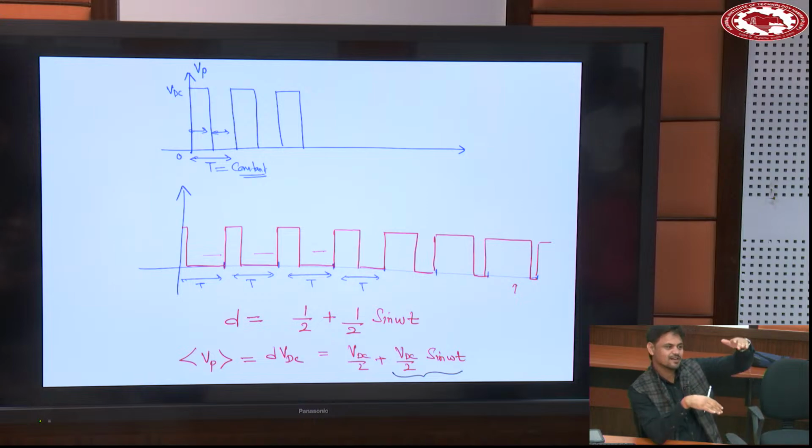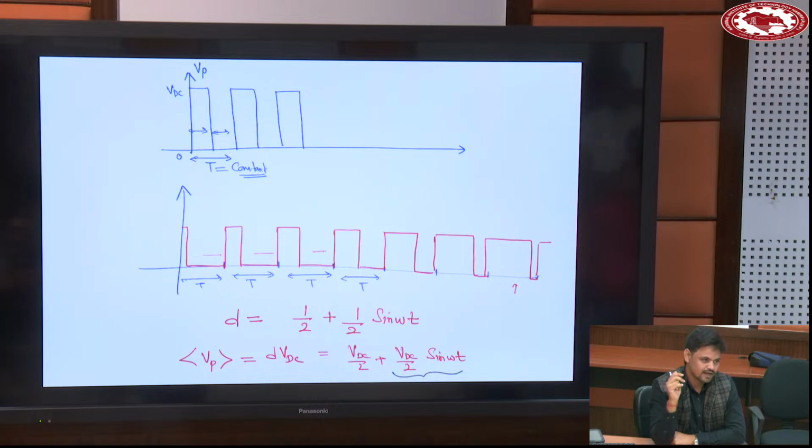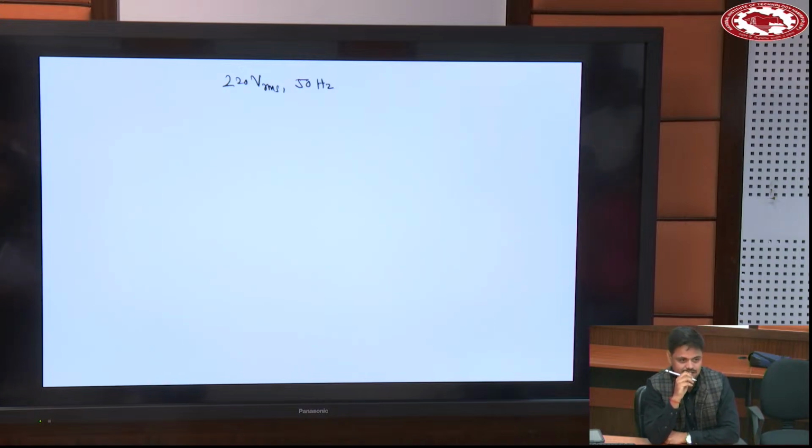So suppose you have this single phase bridge and you want to generate 220 volt AC, 50 hertz. Then how much DC voltage do you require? 240 volt? Let me listen to my question. What do you want? 220 volt RMS, 50 hertz. What will be the minimum value of VDC? 440 DC will work?